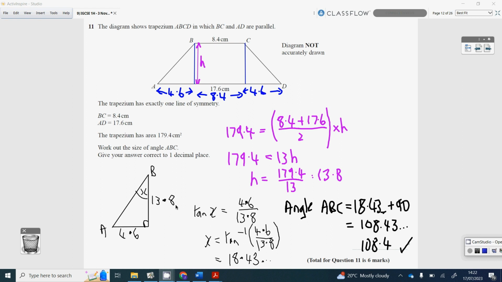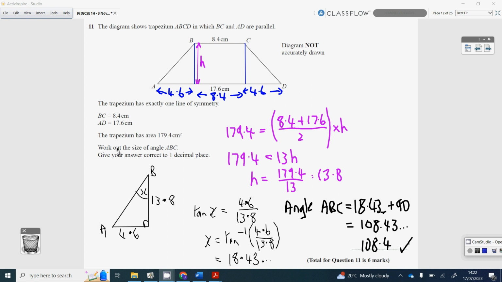Now, I'm being asked to work out what angle ABC is. So that's going to be whatever this internal angle in this triangle is here, A to B down to here, which I'm going to call X. And once I've worked out what X is, I will add that onto this 90 degrees to work out my final answer for angle A to B to C. So it's angle X here plus 90.